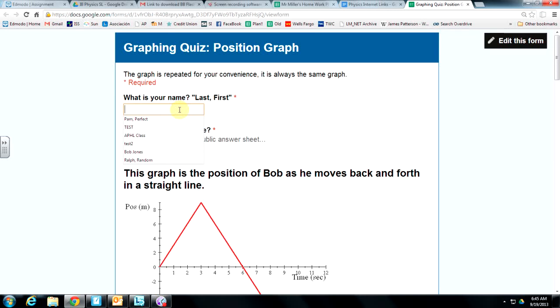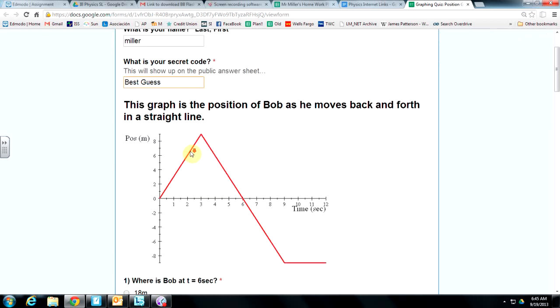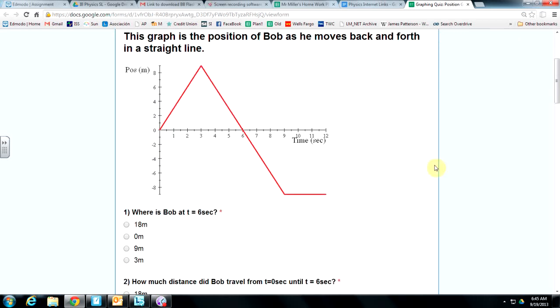And we'll just say Miller. And then for our secret code, we'll say best guess here. Let's see how we do. Okay, number one, where is Bob at t equals 6 seconds?